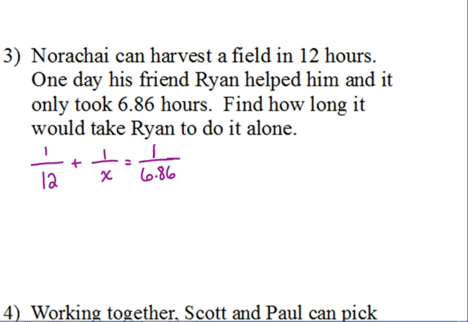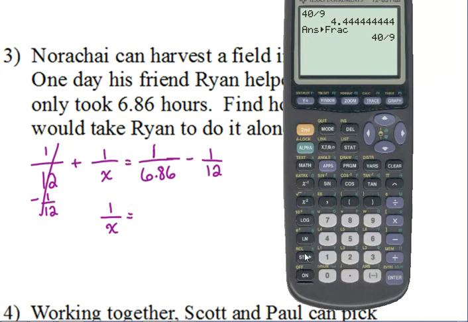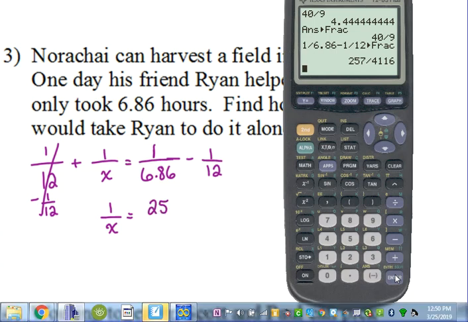Now, I don't know about you, but I really don't know what the least common multiple between 12 and 6.86 is. So I'm going to let my calculator help me out on this one a little bit. Just a slightly different way of looking at this. I'm going to subtract the 1/12 to the other side. And I'm going to let my calculator handle that. 1 over 6.86 minus 1 over 12, and I'm really, really hoping that it'll turn this into a fraction. Okay, good, it does. 257 over 4,116.